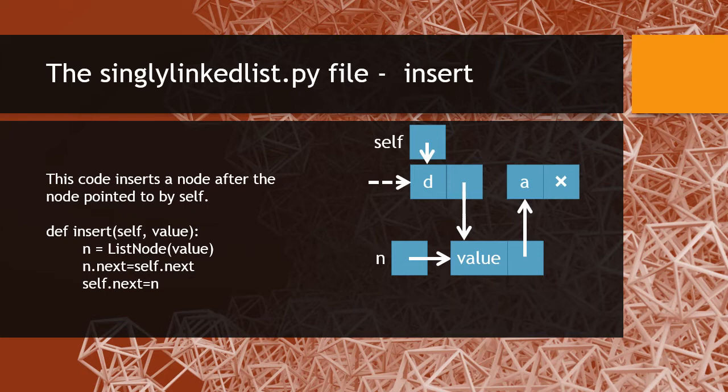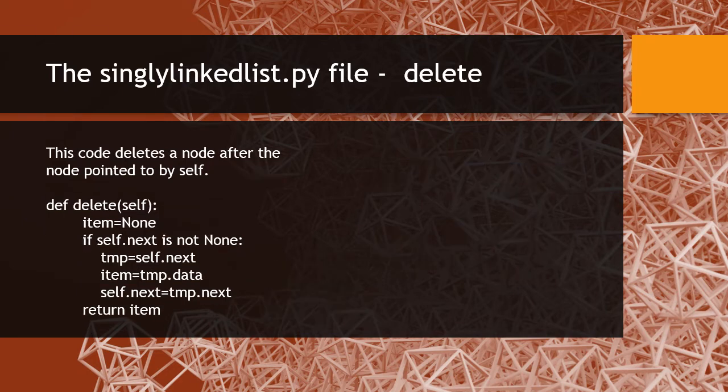This code has inserted the value containing node after the node pointed to by self. If I ask you for a complexity analysis of the insert function, you will say O(1) because all lines of the function are constant time lines. This is the delete function. The delete function deletes a node after the node pointed to by self. Keep in mind that it deletes the node after the node pointed to by self, not the node pointed to by self.